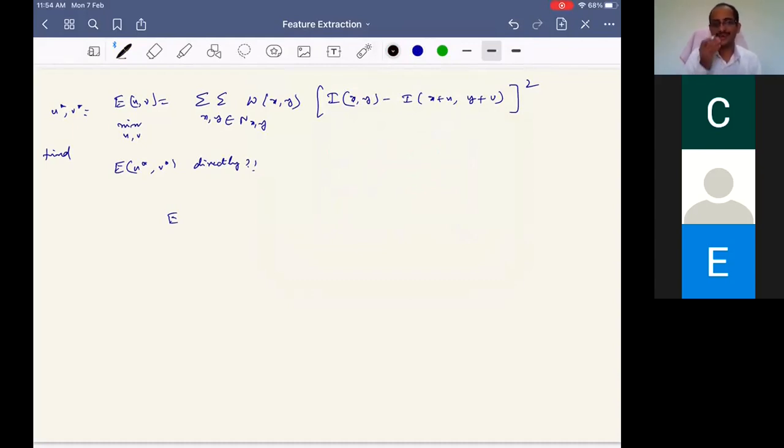The reason being, Harris in fact wanted to see if we can write this in a compact form, without explicitly differentiating. Can I find E of u star comma v star directly? I want to find the minimum value, find the minimum u, v implicitly, and use it to find E of u star comma v star explicitly. Can I do that?